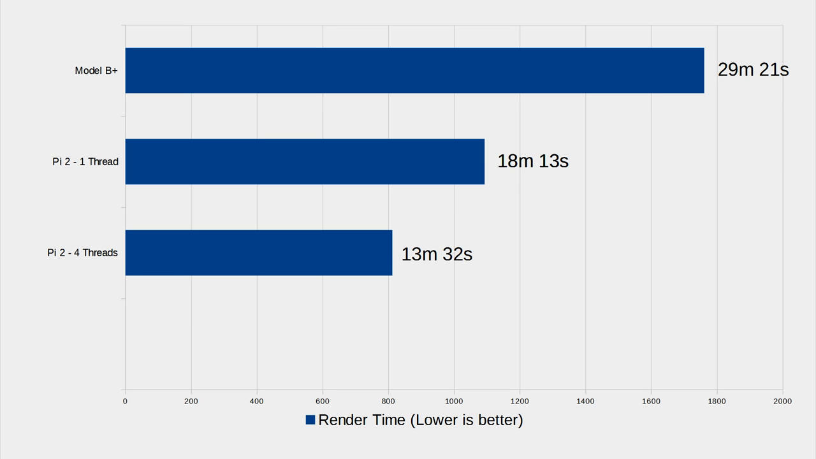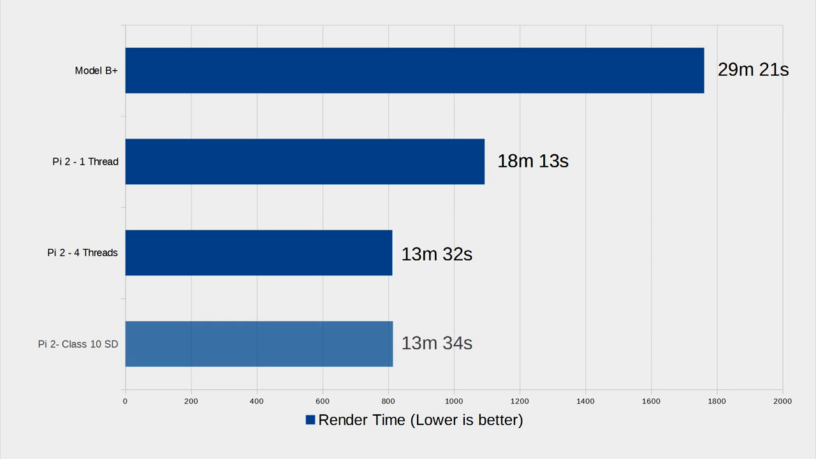So I grabbed a Class 10 card that I had lying around that had a max read and write speed of 45 megabytes per second. And it finished in 13 minutes and 34 seconds, pretty much exactly the same time as the Class 4 card. So for rendering 720p video on the Raspberry Pi, there was no difference between a Class 4 and a Class 10 SD card.